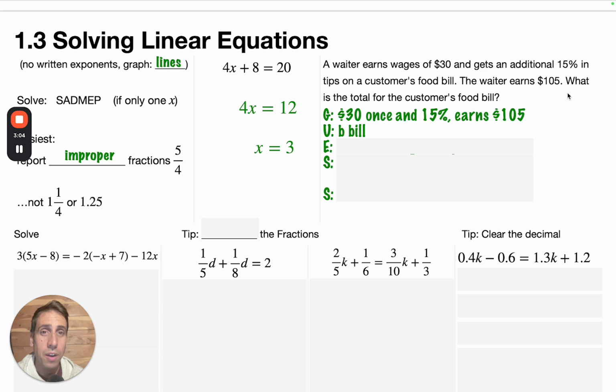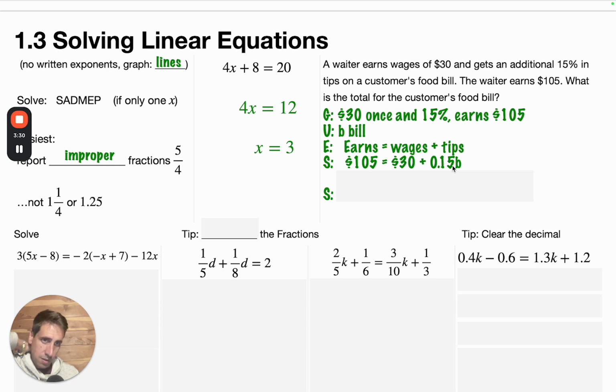Because now we have to write an equation. Whatever he earns comes from two different funding sources, the wages and the tips. So we know that this waiter earns $105, and that came from $30 in wages, which they get paid once, and then 15% of the tips, in this case, is going to be multiplication. This step was impossible to do if I didn't choose the letter B, then you'd be working backwards in some other way. And I think this is a bit more straightforward.